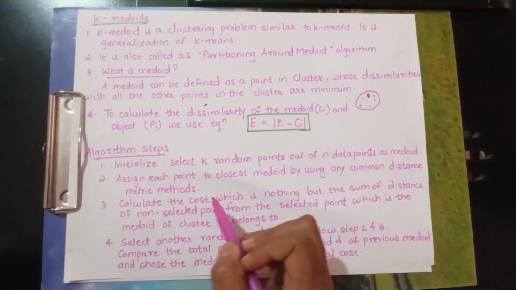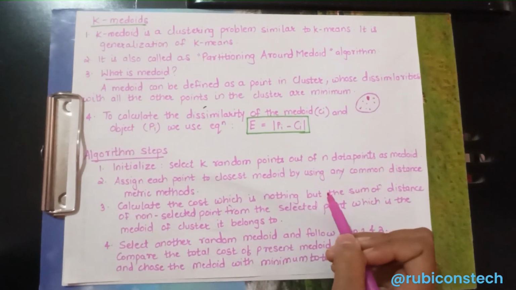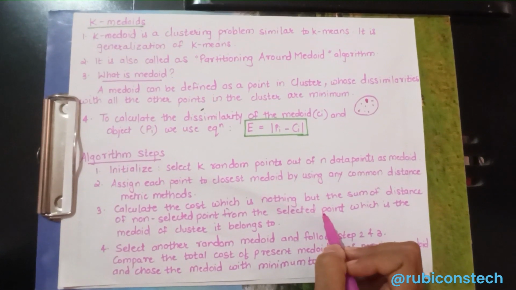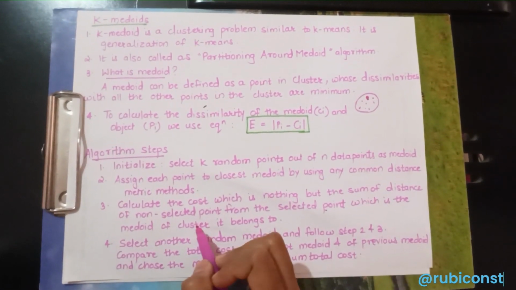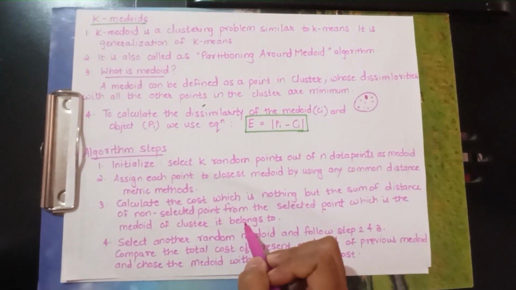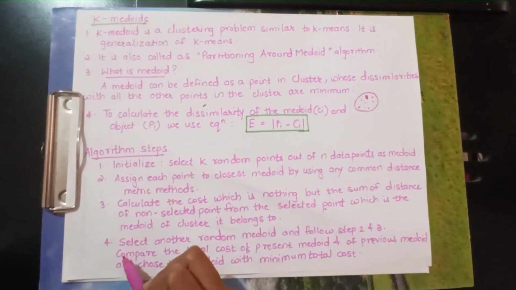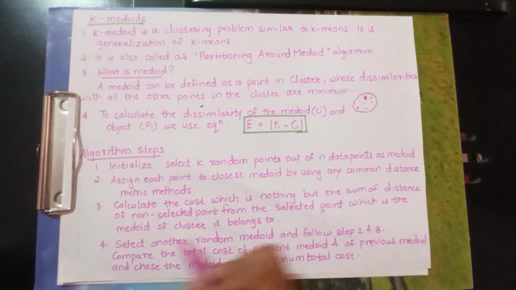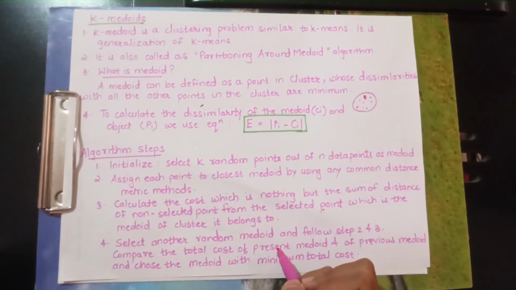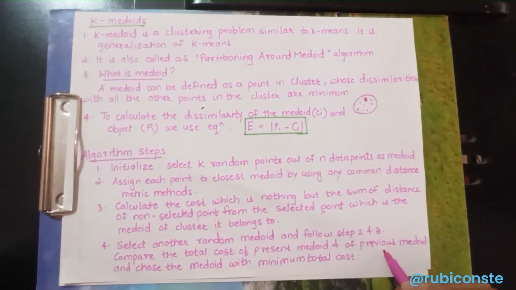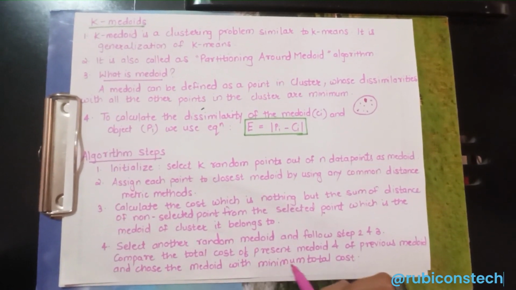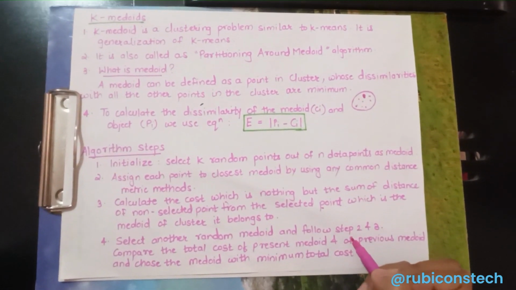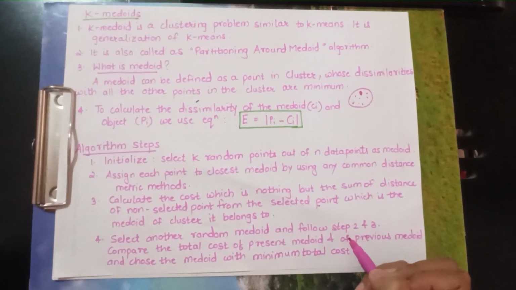Third, calculate the cost, which is nothing but the sum of the distances of non-selected points from the selected point, which is the medoid of the cluster it belongs to. So this is the third step. Step 4, select another random medoid and follow steps 2 and 3. Compare the total cost of the present medoid and of the past medoid and choose the medoid with the minimum total cost.